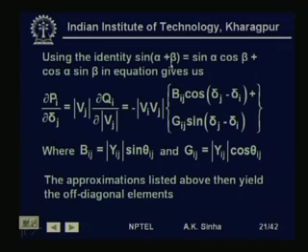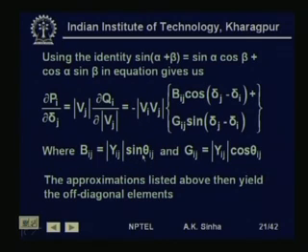Using the identity sin(alpha plus beta) is equal to sin alpha cos beta plus cos alpha sin beta in the equation gives us del P_i by del delta_j is equal to V_j del Q_i by del V_j. This is equal to minus V_i V_j times B_ij cos(delta_j minus delta_i) plus G_ij sin(delta_j minus delta_i), where we have used this B_ij as Y_ij sin theta_ij.